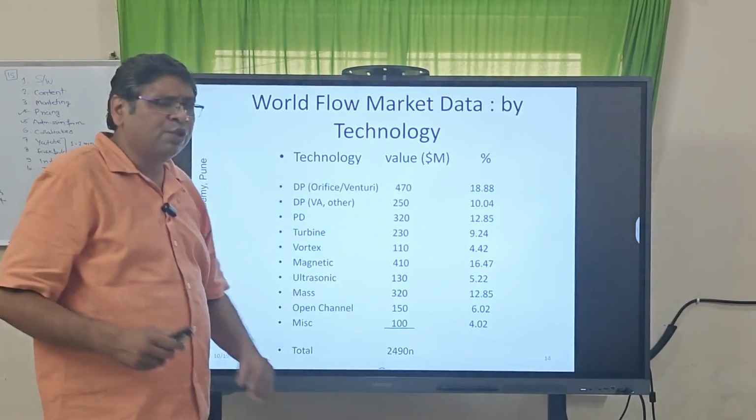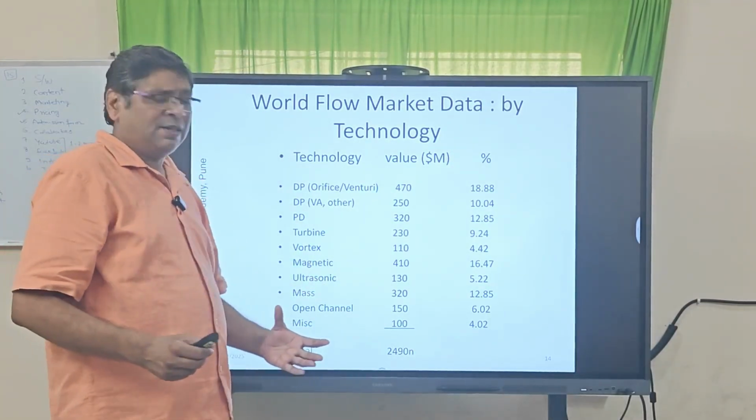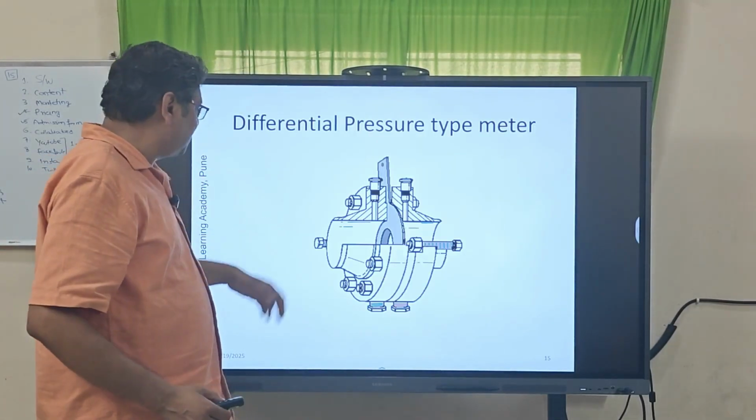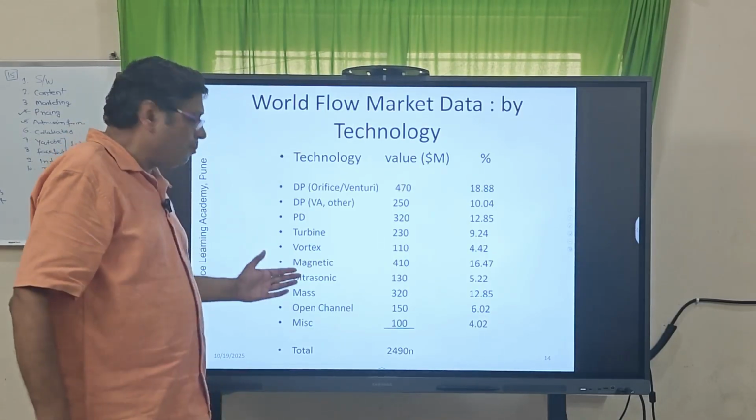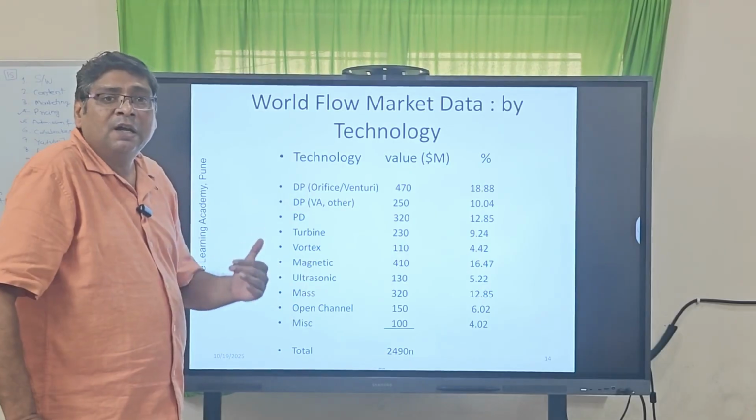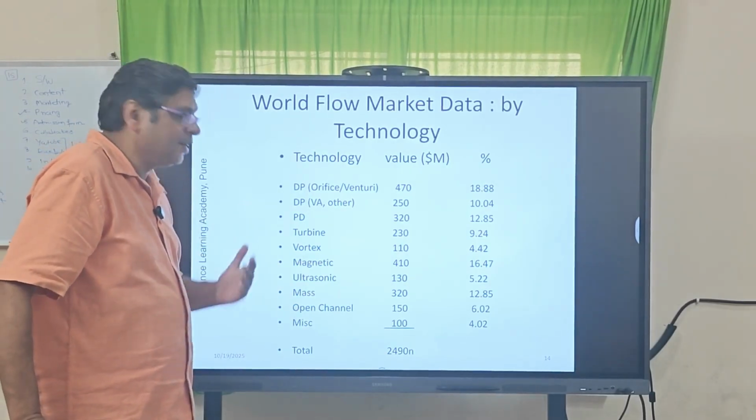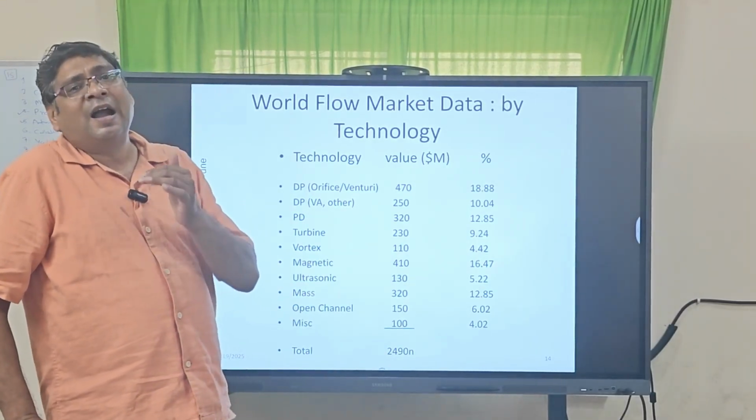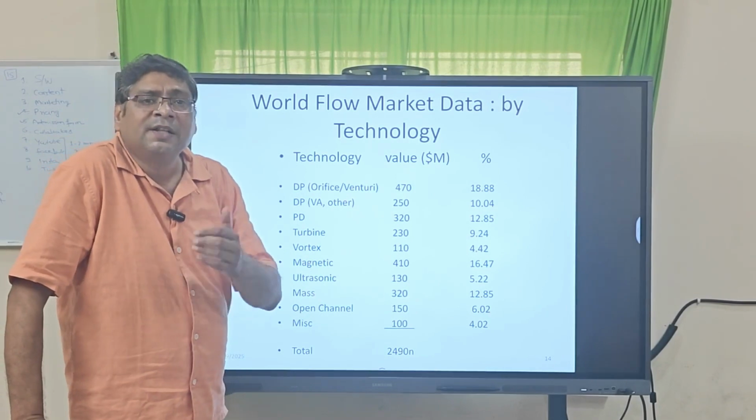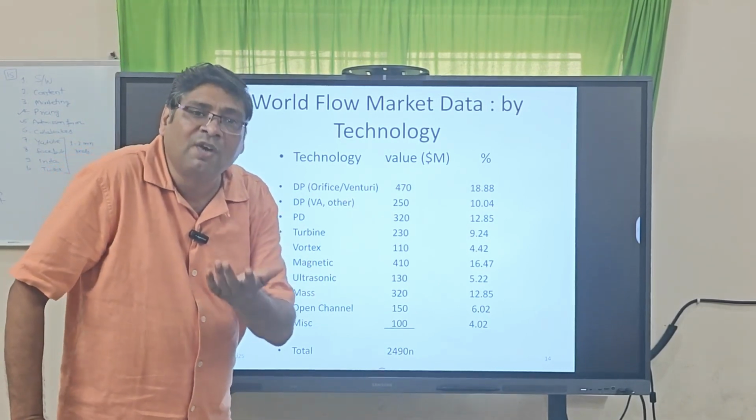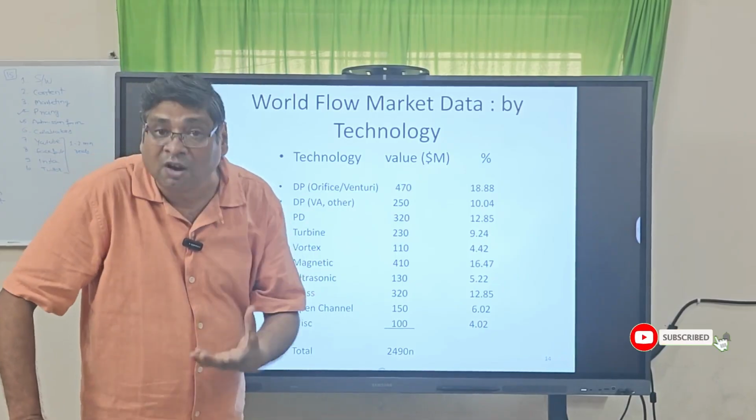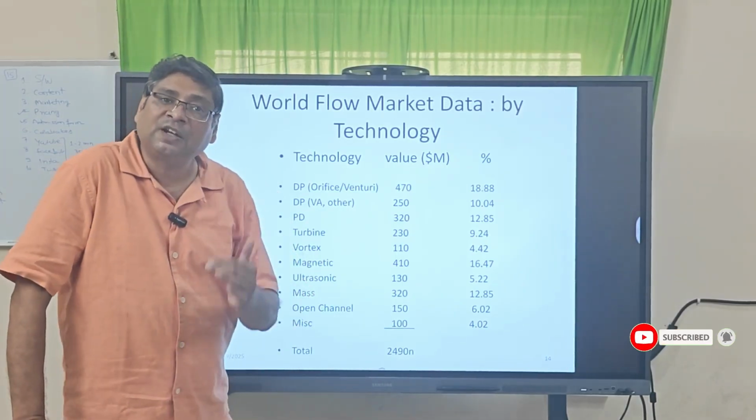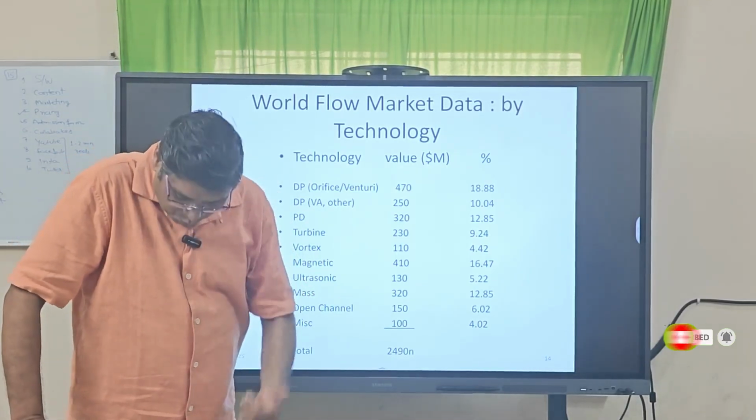But now, if you see in today's context, vortex meters in steam and magnetic flow meters in conductive fluids are increasing. Even ultrasonic. In earlier days, the problem with ultrasonic flow meters was that they could not work above 120 to 130 degrees Celsius. But now technology has evolved. Even in steam, these ultrasonic flow meters can be used.